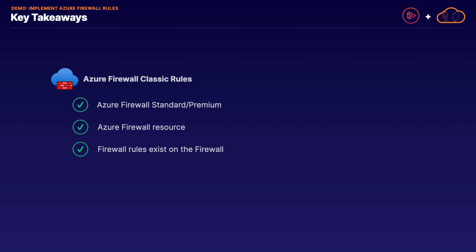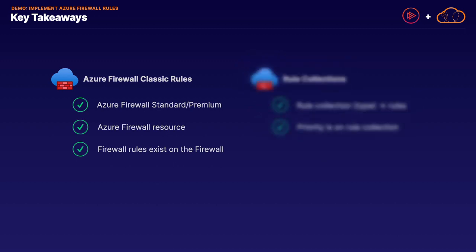And then with classic rules, what we're really talking about is having an Azure Firewall resource, and those firewall rules exist on that resource. We manage them from that resource. And this means that if we have multiple firewalls, we have more administrative overhead of having to manage those rules across multiple firewalls because they will each independently have their own rule collections of the various rule types, those DNAT rules, the network rules, and the application rule collections.